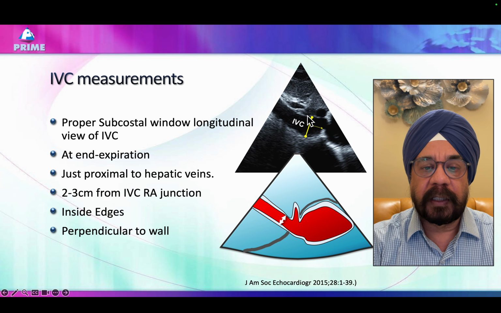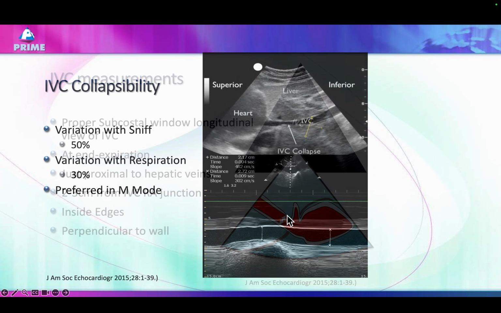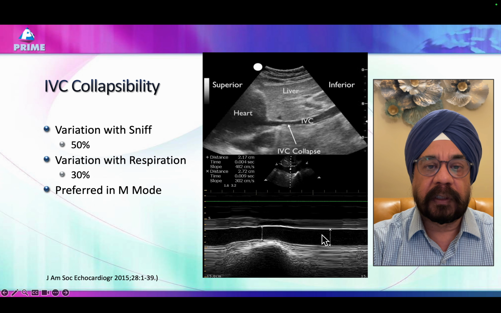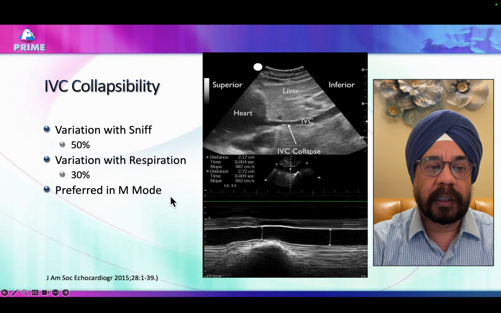The hepatic veins are here, the IVC should be ahead of that, and we should take an inside edge to inside edge measurement, perpendicular to the wall, and preferably we would like to do it with an M mode because that would give you a very crystal clear diameter because of the high resolution of M mode echocardiography.